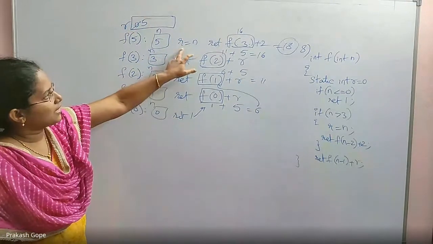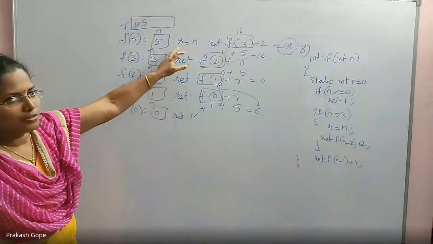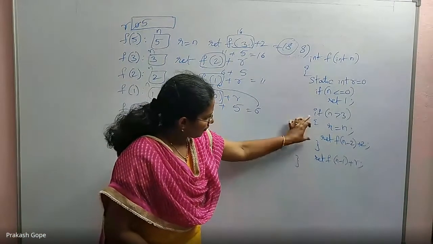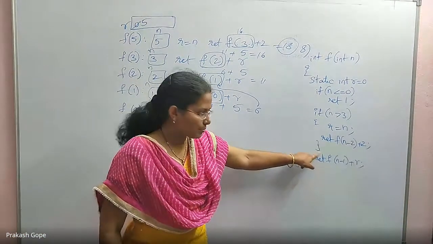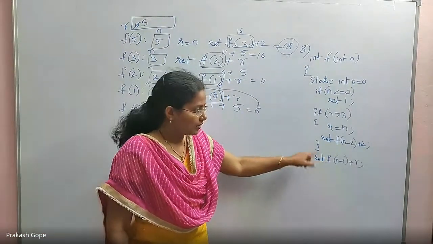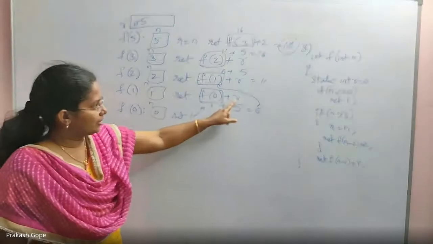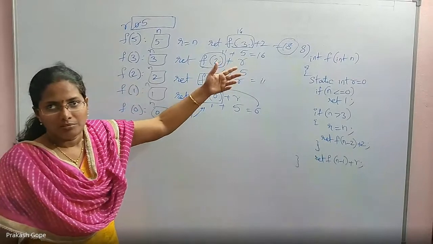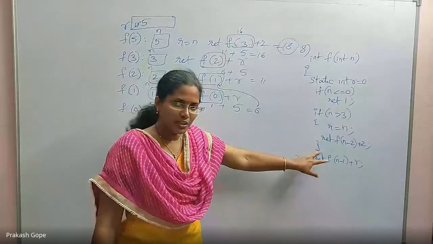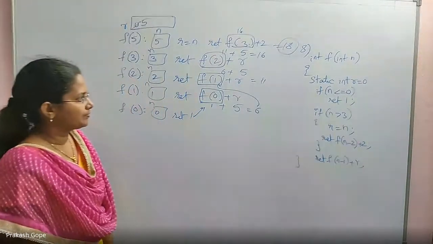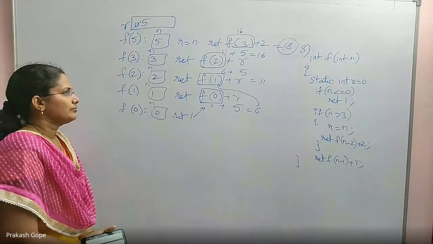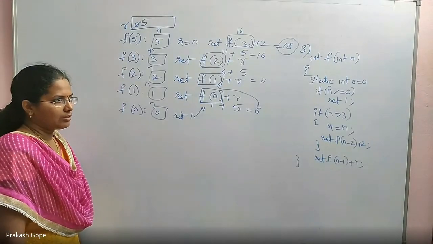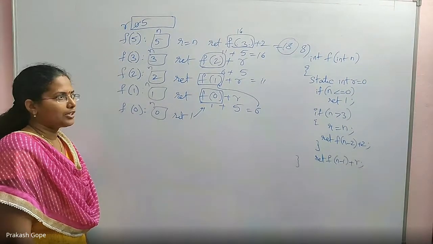Only in this case r was modified. But actually speaking, r can be modified anywhere, even here. After this block, I could have said r plus plus and then the return statement. Then you will get r value as different: here you will have 5, here you will have 6, here you will have 7, because you will execute that and then the function call. So be careful with static variables when you are in recursion.